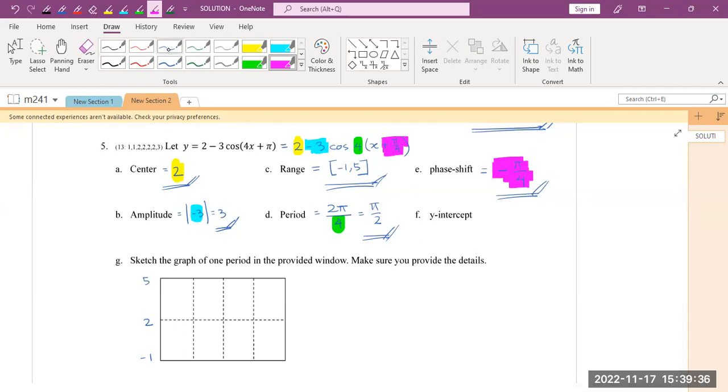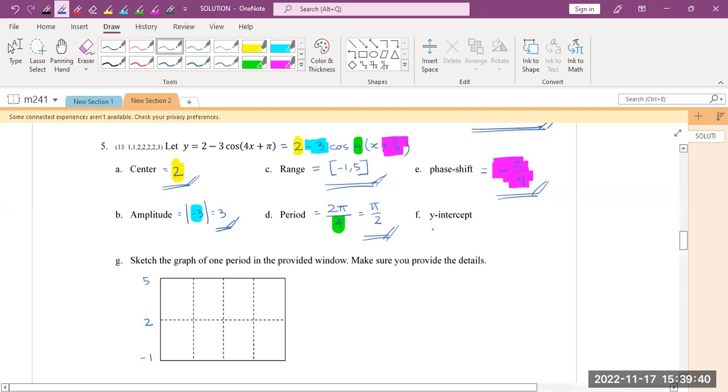So how about the y-intercept? This you may say, oh, Thomas, we never really see this, but the y-intercept, basically you set the x equals to 0. I hope you remember that, right? So when you set the x equals to 0, you get 2 minus 3 cosine pi. Now cosine pi is -1. So this is 2 plus 3, which is 5. So the y-intercept is 5.